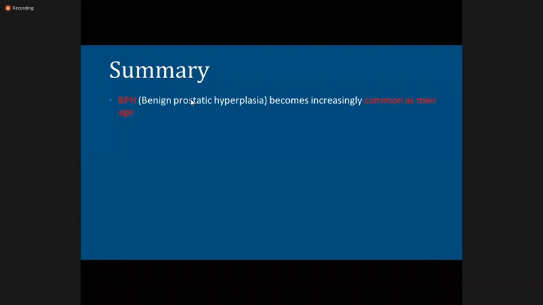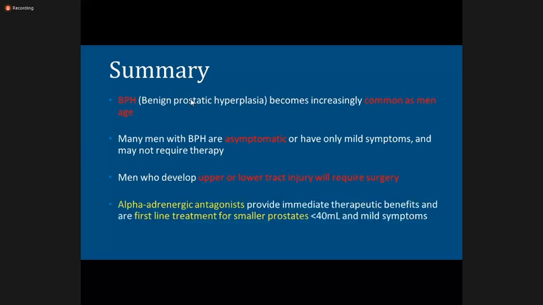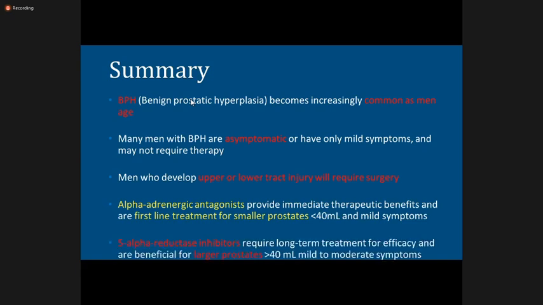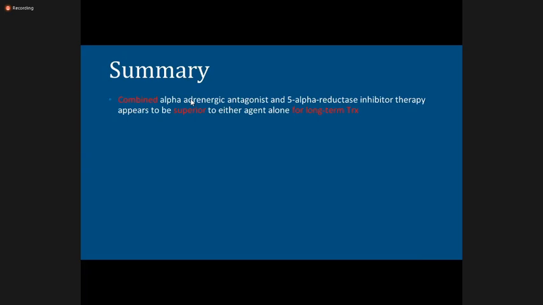So, the brief summary: benign prostatic hyperplasia becomes increasingly common with age. Many men with BPH are asymptomatic or have only mild symptoms. Men who develop upper and lower tract injury will require surgery. Alpha blockers are the first line treatment when the prostate is less than 40 ml. 5-alpha reductase inhibitors require long term treatment, and are beneficial with a large prostate, more than 40. Combined therapy is superior for long term therapy.